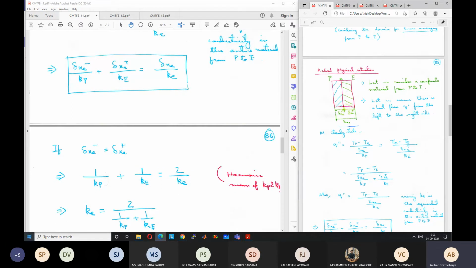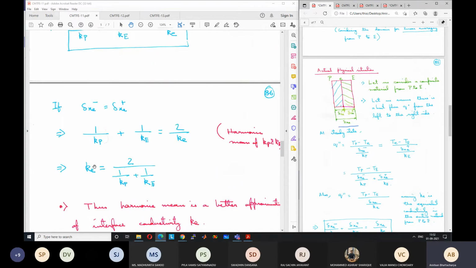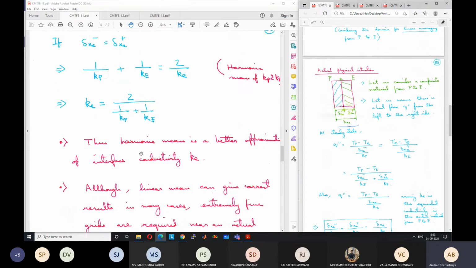So the equivalent thermal conductivity we see for a composite material should be taken as the harmonic mean of the conductivity of the two materials on either side. So Ke is equal to 2 by (1 by Kp plus 1 by Ke). From physics, it seems that this is the correct solution, instead of taking the linear average.